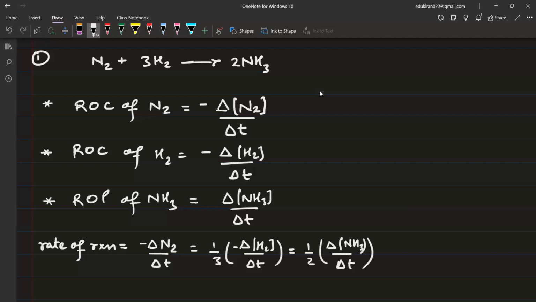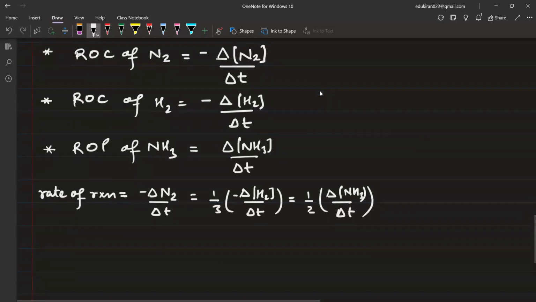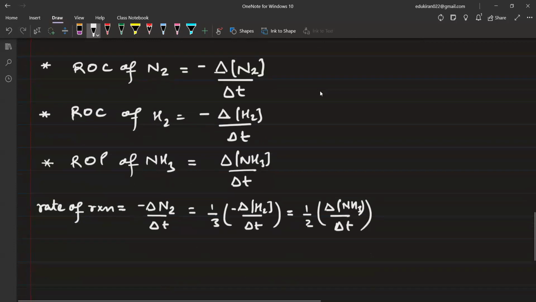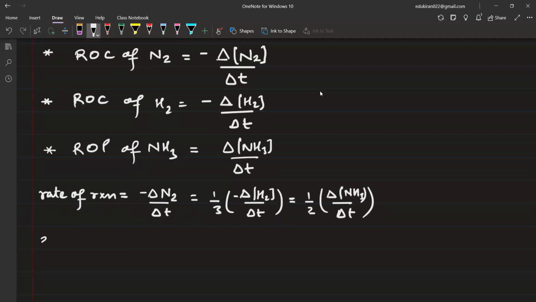Anyone still writing? Please let me know. No one is writing. So write the second one. H2 plus I2 gives 2HI. This is a reaction. You have to write rate of consumption, rate of production, everything for the reactants and products. You guys have 5 minutes, and 5 minutes is more than enough to write 4 points.